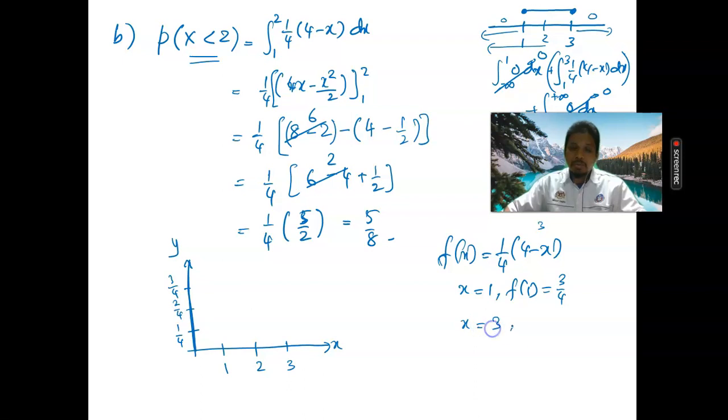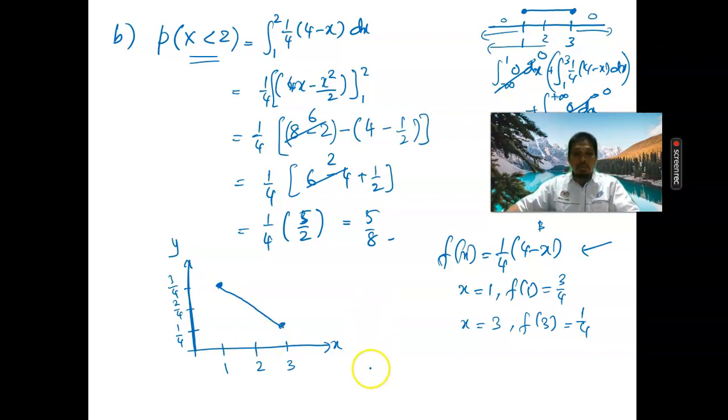When x equal to 3, okay, I don't think that I need to take the value one by one. Just take the beginning and the end, because this is a linear function, a straight line. So we just take two coordinates, and I chose x equal to 1 and x equal to 3. So f3 equal to 4 minus 3 equal to 1. 1 times 1 over 4 is 1 over 4. Okay, so when x equal to 1, y equal to 3 over 4, and when x equal to 3, y equal to 1 over 4. So then sketch it. So this is it.